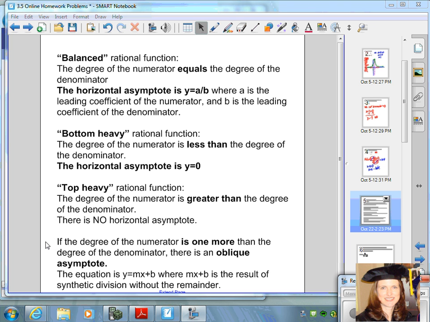And then finally, if the degree of the numerator is exactly one more than the degree of the denominator, there is an oblique asymptote. And the way you find the equation of the oblique asymptote is by using synthetic division. And the part before the remainder is the equation of the oblique asymptote.